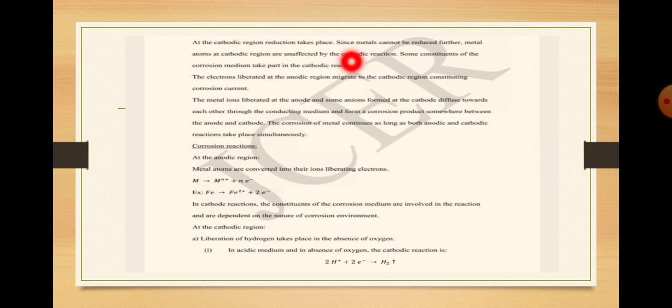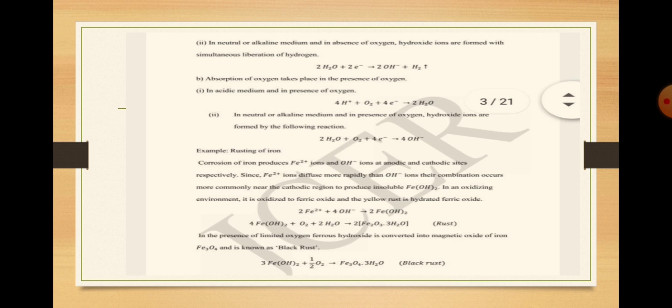Next, corrosion takes place by reactions at the cathodic and anodic regions. At the anode, metal atoms are converted into ions, M gives Mn+ plus ne-. In a cathode reaction, in the absence of oxygen in acidic medium, 2H+ plus 2e- gives hydrogen. In a neutral or alkaline medium, in the absence of oxygen, hydrogen is also formed.